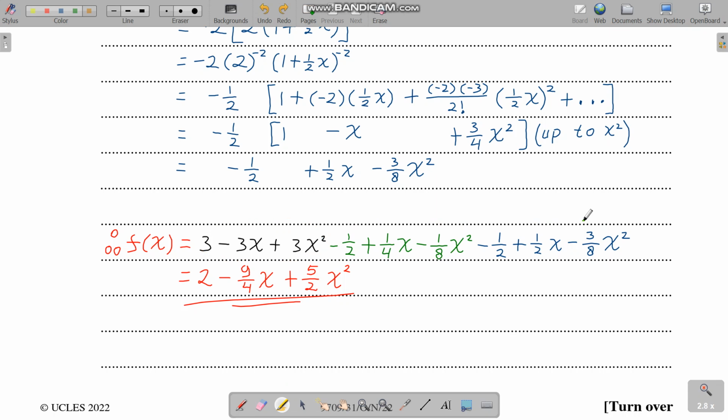Now we simplify. 3 minus 1 half, that is 5 halves. And minus 3x plus 1/4 x plus 1 half x, that is minus 9 over 4 x. And 3 minus 1/8 minus 3/8, so 5 halves x squared. That's the final answer. Alright, I'll see you again.